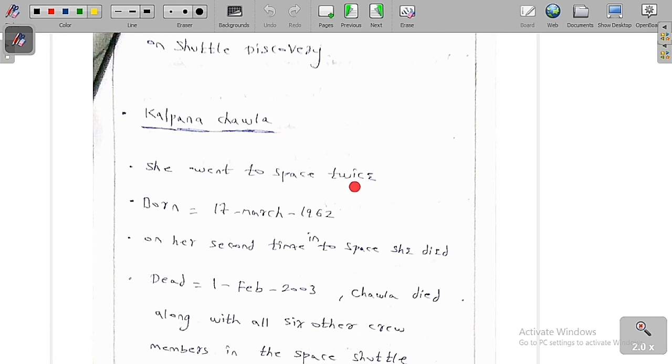She went to space twice. She was born on 17th March 1962. On her second journey into space, she died. She died on 1st February 2003. Chawla died along with the 6 other crew members in the space shuttle. So in total there were 7 people on the space shuttle, and all 7 people died.